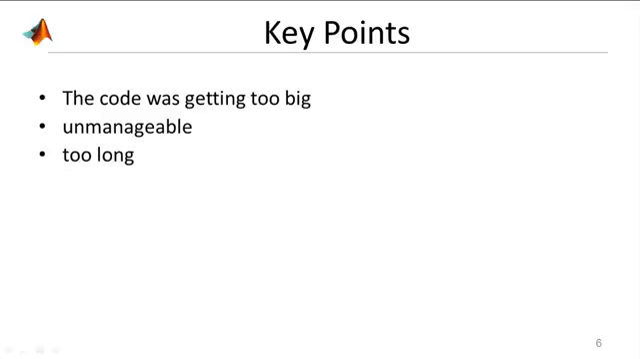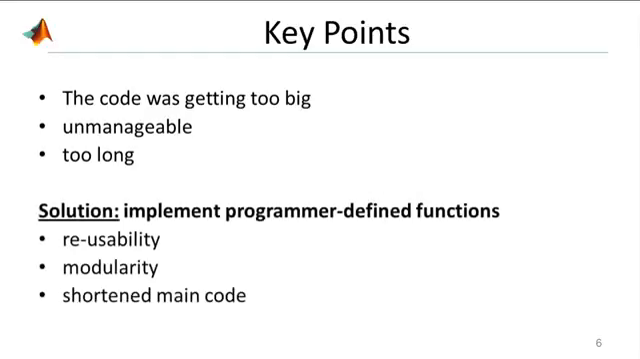So the key points here is the code was getting too big, unmanageable, too long, and if you start building on something that's already big, it's going to become a nightmare very quickly. The first function that we created did have a reusability aspect. The trap user was used 3 times. We called the function 3 times. After that, it was more modularity and shortening the main code.